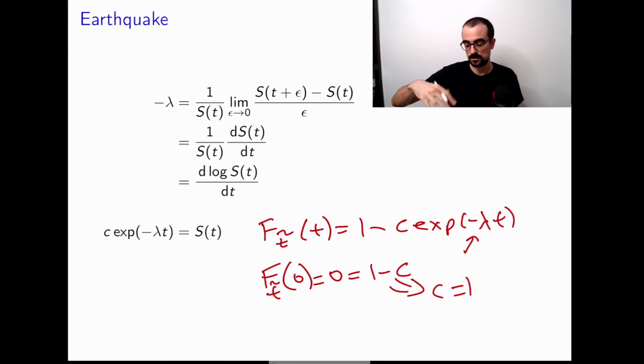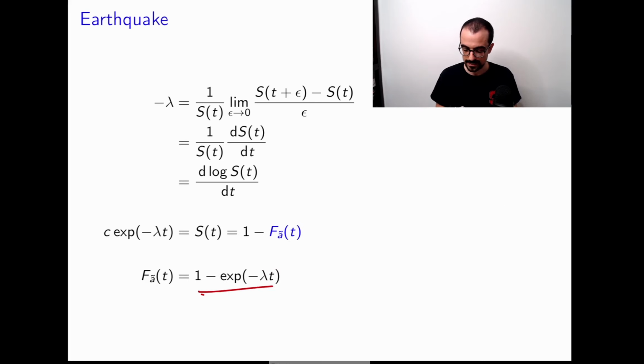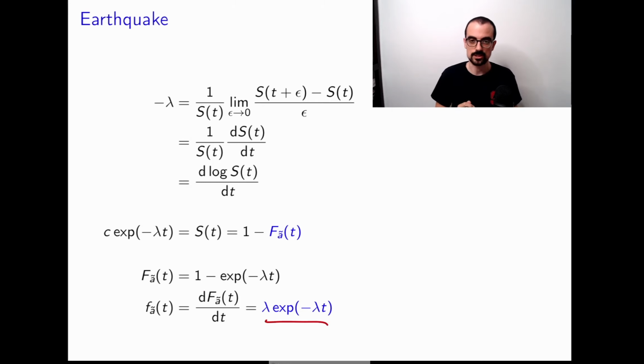So after all of this calculus, we end up concluding that an implication of the assumption that we have made is that the CDF is equal to 1 minus exponential of minus lambda t. If we differentiate this, we get that the PDF is equal to lambda exponential of minus lambda t, and that is the PDF of the exponential distribution. This is where it comes from, that assumption.